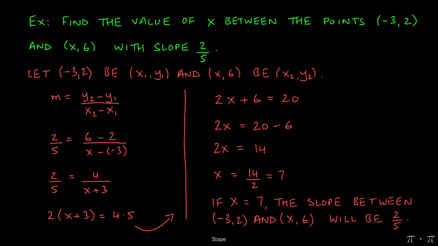So, if the x value is 7, then the slope between the two points negative 3, 2 and 7, 6, or x, 6, will be 2/5.